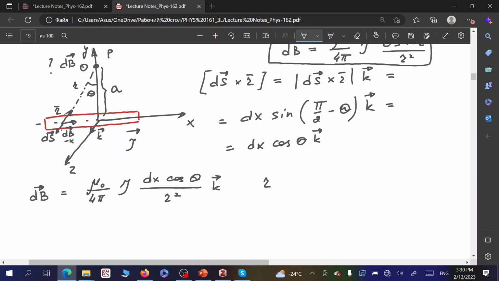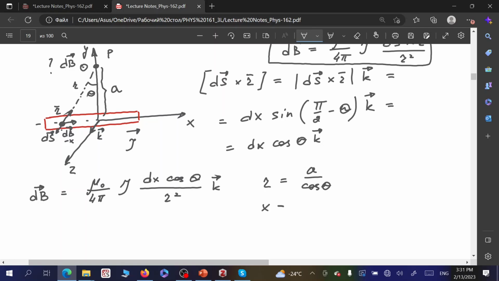We know that point P is placed at distance a from the origin of the coordinates along axis y. So this is kind of a hypotenuse of the right angle triangle. We know angle theta, so r can be expressed as a divided by cosine theta. Now let us determine what will be x, the coordinate, the position of this length element ds.